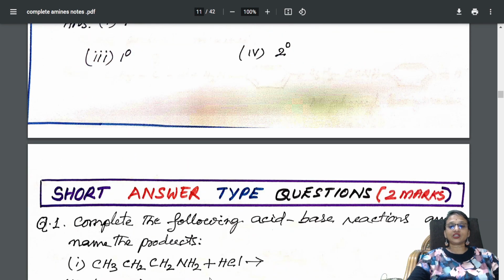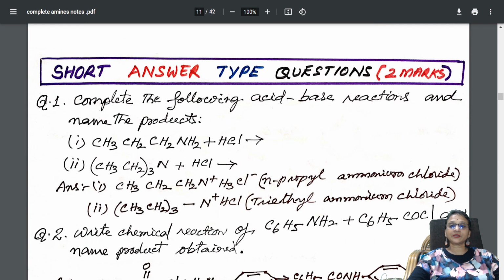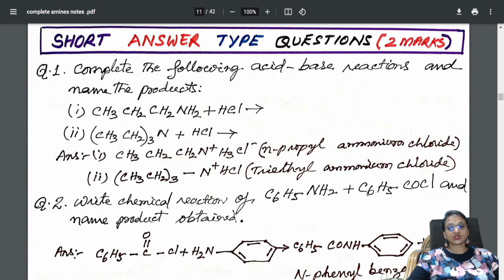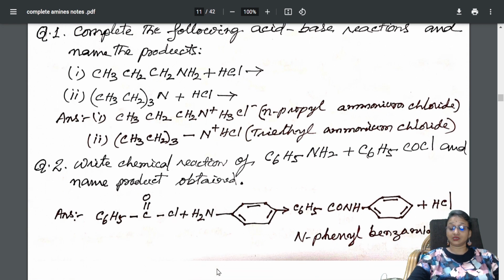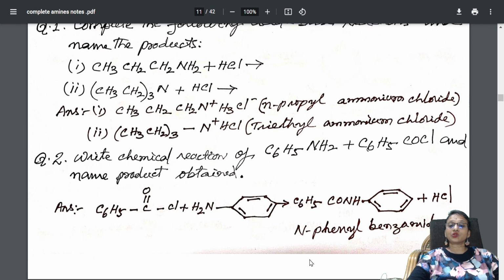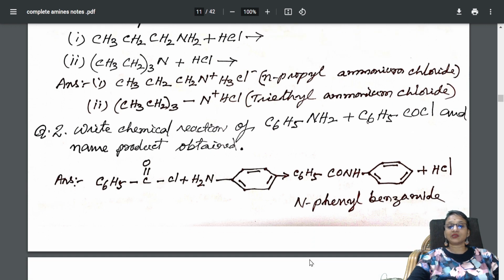From there, gradually, I took you into 2 marks questions. Check carefully. Complete the following reactions would come up in your 2 marks questions, right? For complete the following acid-base reactions, products also with names. Done. Write chemical reaction of aniline with benzoyl chloride. What are the products? You're removing HCl from here and you're getting a compound called N-phenylbenzamide. So benzoyl chloride, when added with aniline, removal of HCl will give you benzamide, amides.